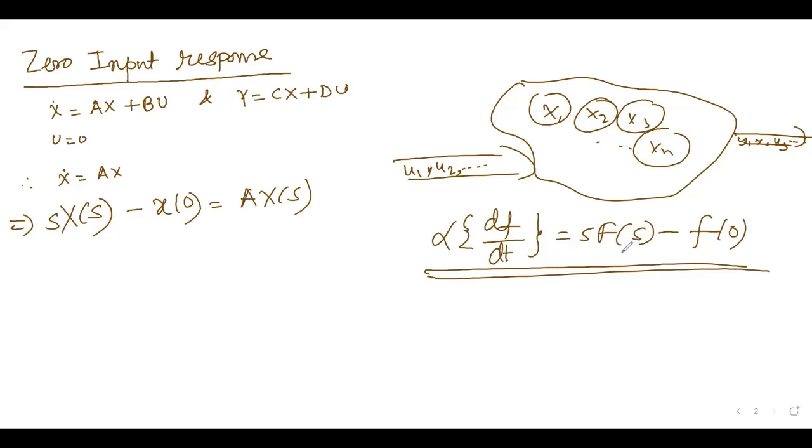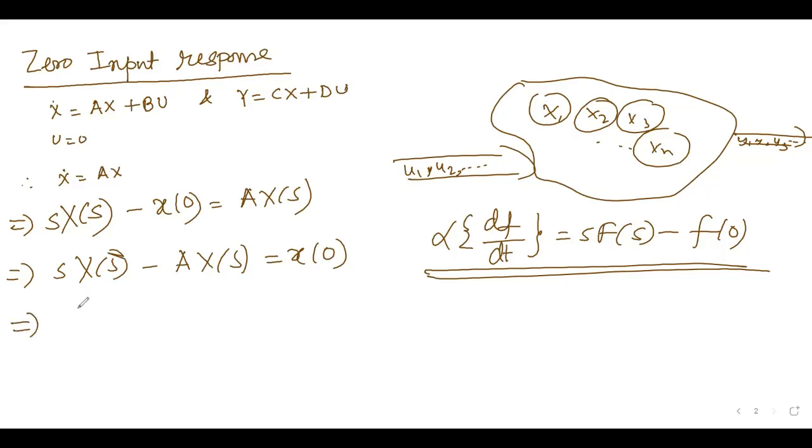Laplace transform of df means sF(s) minus f(0). So the Laplace transform of x dot is s X(s) minus x0, remember, all are matrices, equal to A X(s). Now I keep this term and bring the other term here. So X(s)(s) minus A X(s) is equal to x0, where x0 denotes the initial state, the initial conditions.